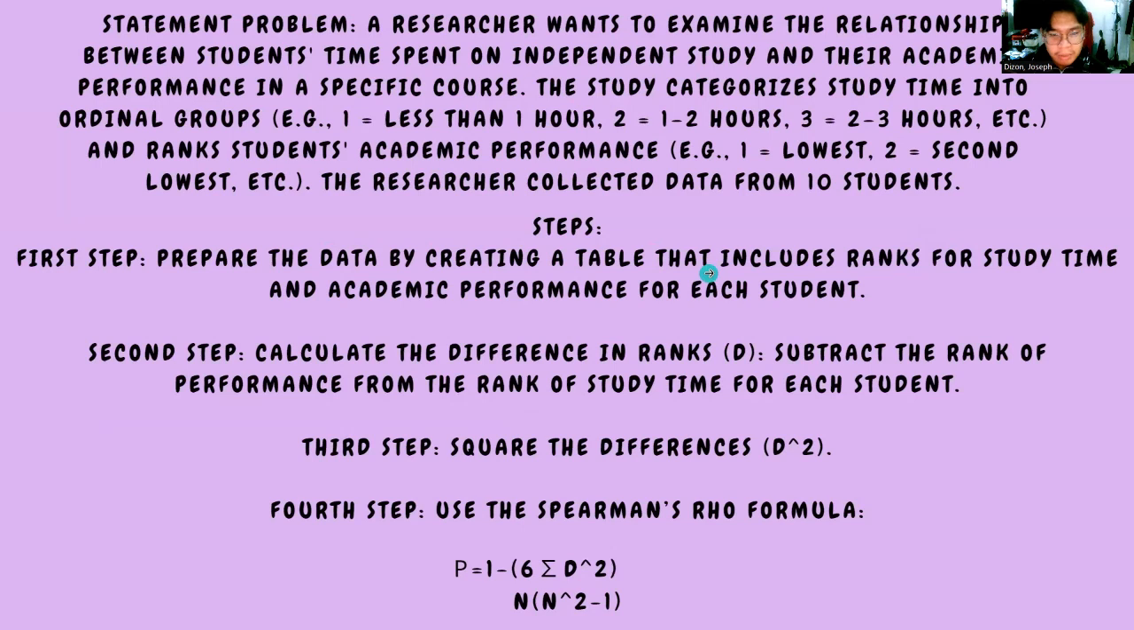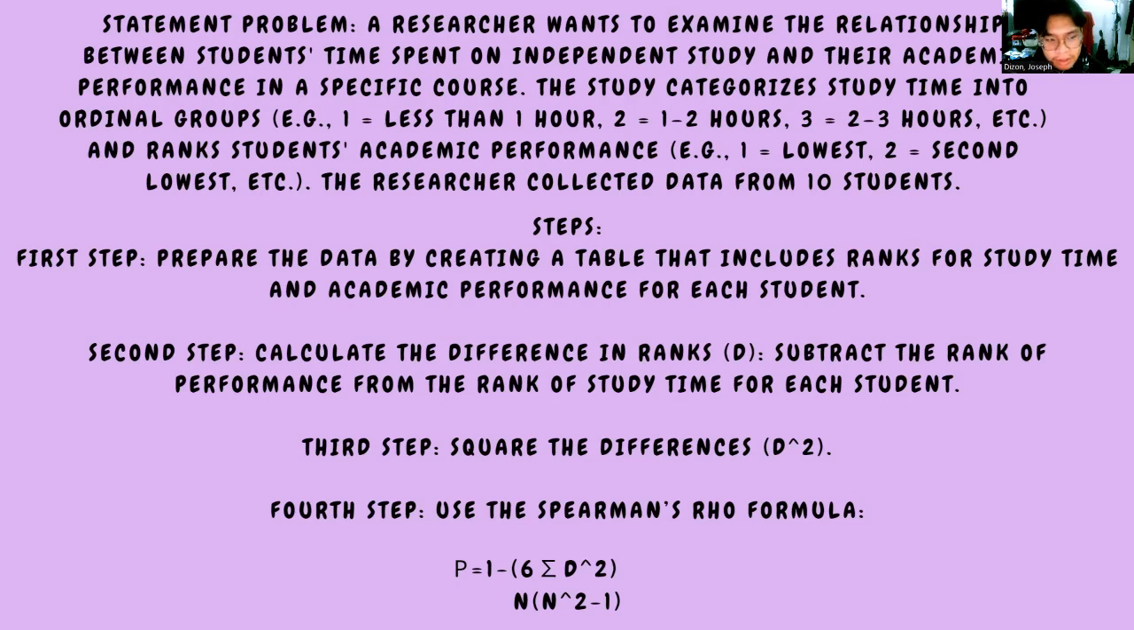Here is an example problem that we can use to further understand how we can solve Spearman's rho. Problem statement: a researcher wants to examine the relationship between students' time spent on independent study and their academic performance in a specific course. The study categorizes study time into ordinal groups. For example, 1 is equal to less than 1 hour, 2 is equal to 1 to 2 hours, 3 is equal to 2 to 3 hours, etc. And it ranks students' academic performance. For example, 1 is equal to lowest, 2 is equal to second lowest, and so on. The researcher collected data from 10 students.